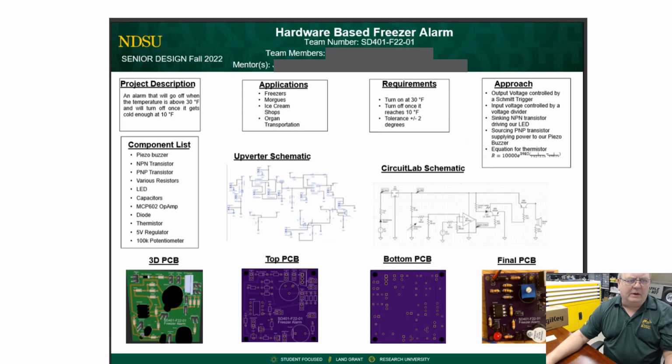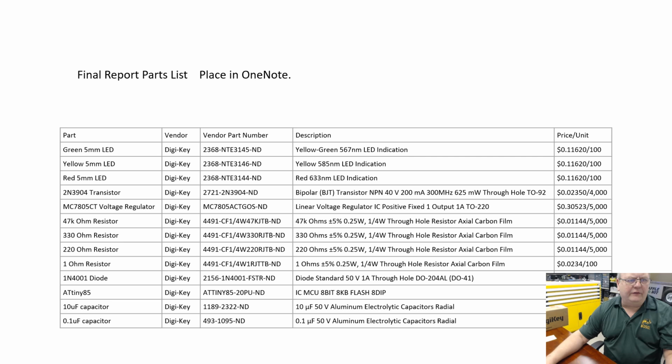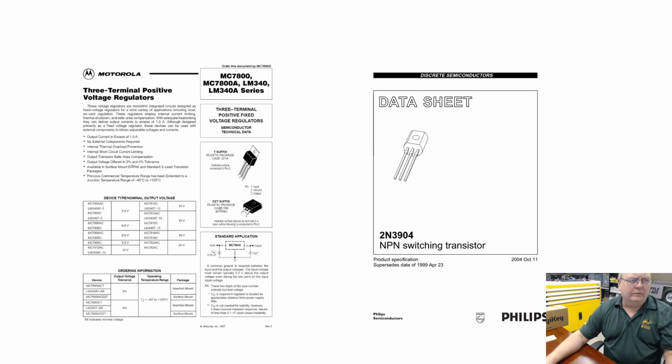This is another example. Note Senior Design no longer uses Upverter. Create a schematic image from Fusion 360. Add a detailed final report parts list in another page. Copy and paste the main IC or microcontroller datasheet into OneNote on the datasheet page, and another of a transistor, diode, switch, LED, whichever you prefer. Only the first page of a datasheet is required.